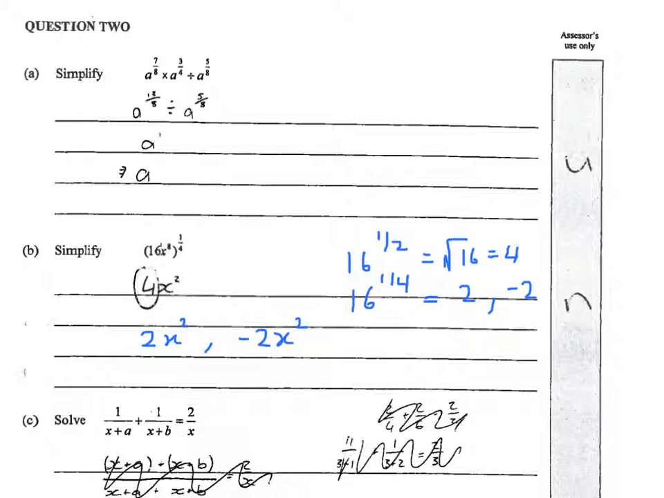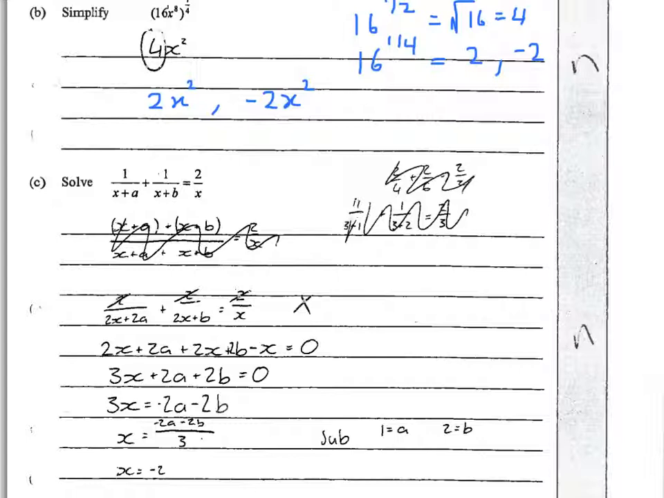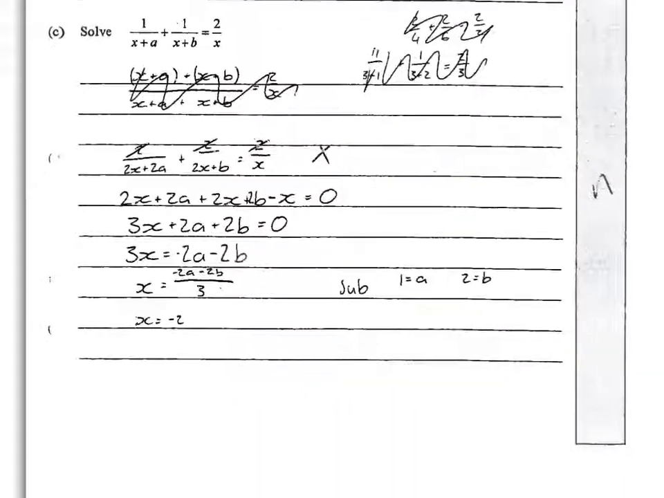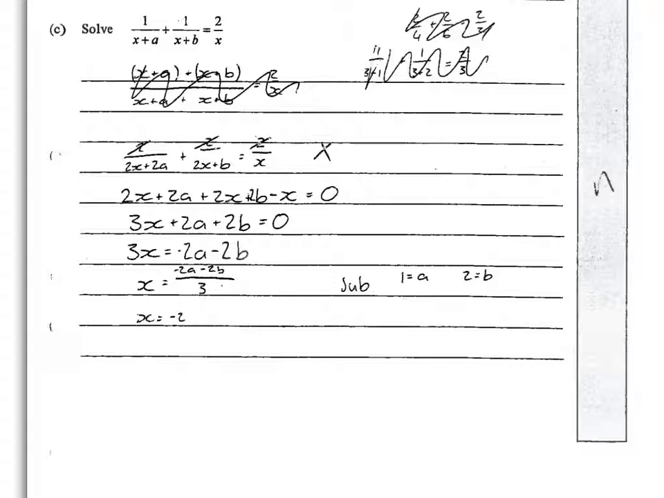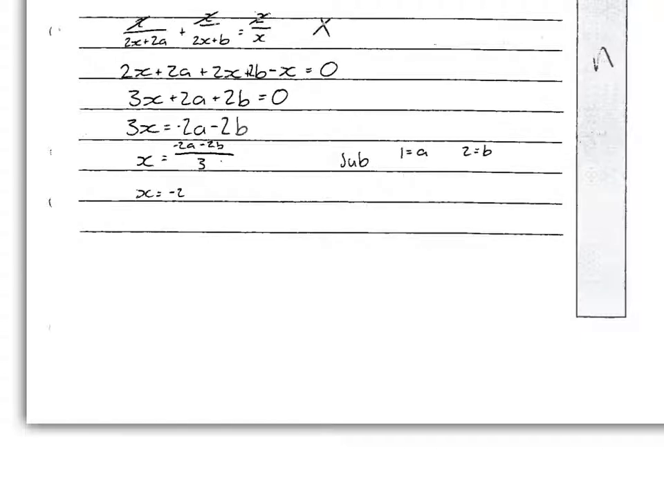Going down the page, okay, this one looks a bit longer. I'll just do the workings on the bottom here maybe. So you had 1 over x plus a, plus 1 over x plus b, equals 2 over x. So you've got 3 different denominators here. So what I would do would be to make just one denominator on the bottom.